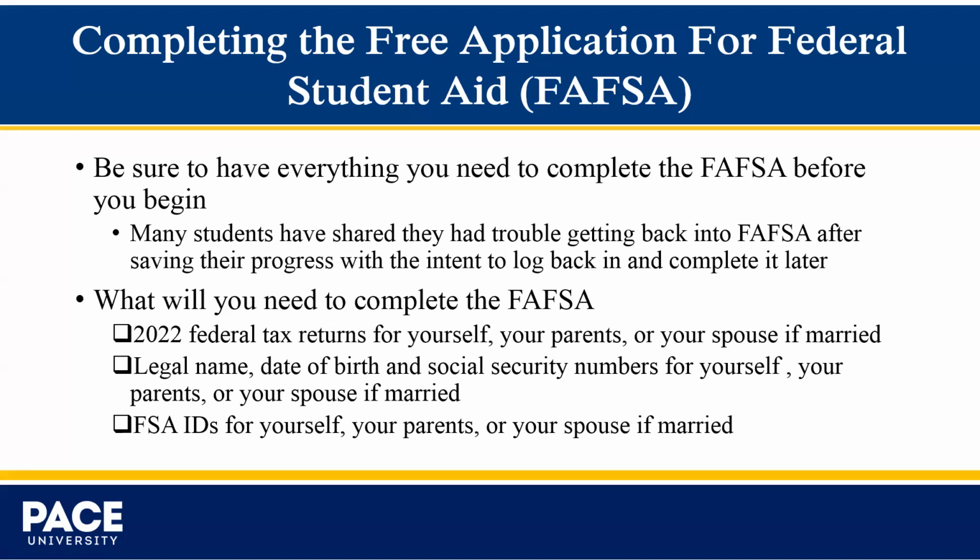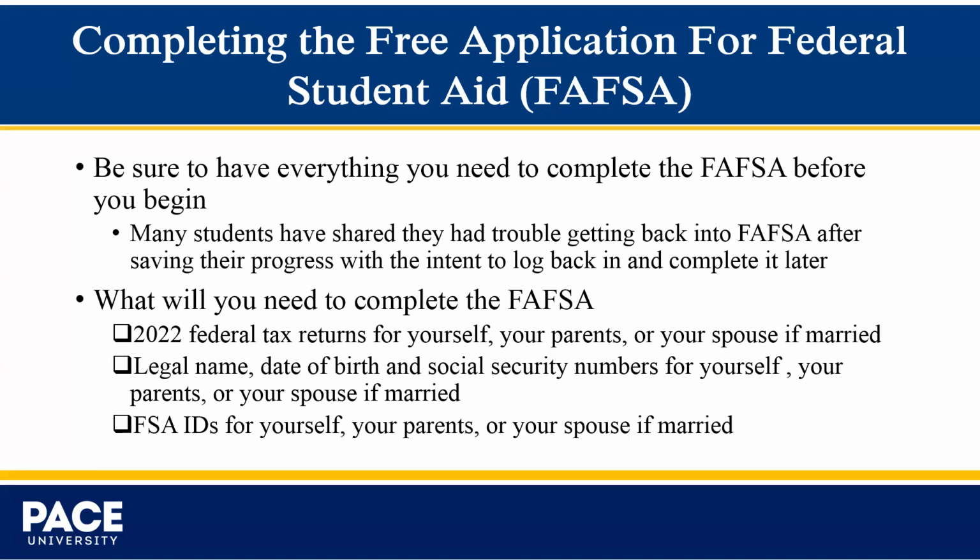Several students have shared having difficulty getting back into FAFSA to complete the form after saving their progress. To complete the FAFSA, you will need, if you filed, the 2022 federal tax returns for yourself and your parents if you're a dependent student, or if you're an independent student, you will need them for yourself and your spouse. You will also need to know the legal names, dates of birth, and social security numbers for yourself and your parents if you're a dependent student, or if you're an independent student, you will need that information for yourself and your spouse if you're married.